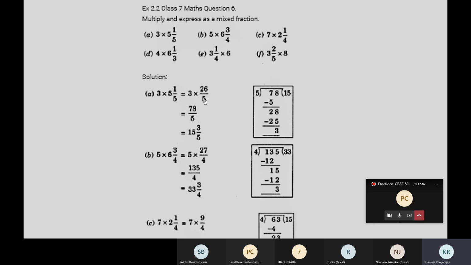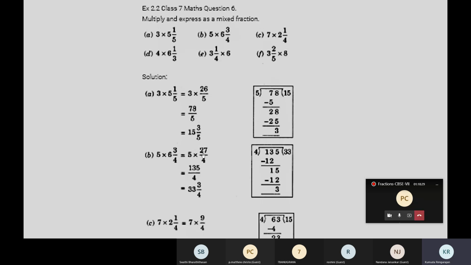Now you cannot take any number from the numerator and denominator and simplify further, because 5 and 3 no, 5 and 26 no, you cannot simplify. So if you can't simplify, what to do? Multiply the numerators. 3 is 3 by 1, children. So 3 is in the numerator, 26 is in the numerator. 3 into 26 is 78 divided by 5. 5 is in the denominator. 78 by 5, you should divide and write it as a mixed fraction. If it is not possible to simplify, you have to just multiply.